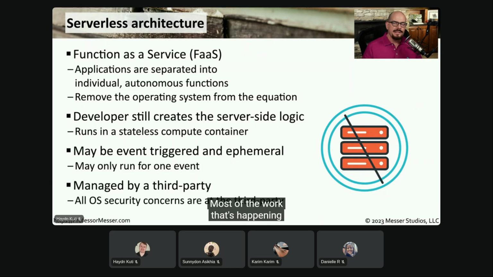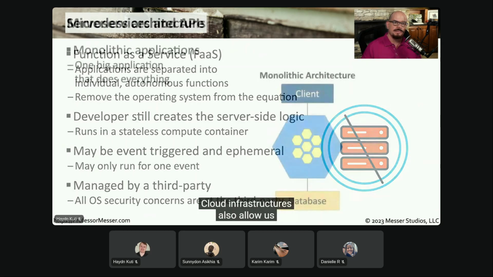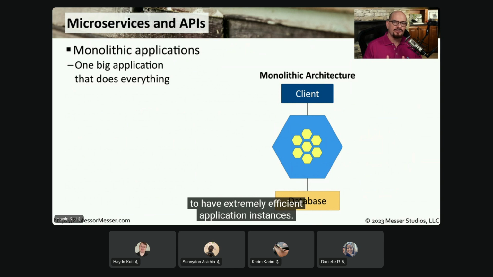Most of the work that's happening with a serverless architecture occurs in the cloud. So the bulk of the security associated with this application instance and the serverless architecture is all in the cloud itself. Cloud infrastructures also allow us to have extremely efficient application instances.